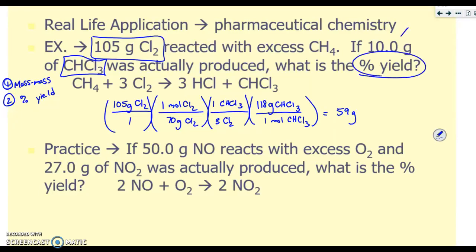So we're going to take the actual gram amount of 10 divided by the grams we just got of 59 and multiply that by 100. And we get 16.9%. Please pause the video and try the second problem.